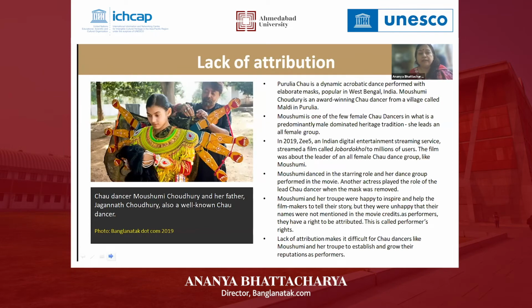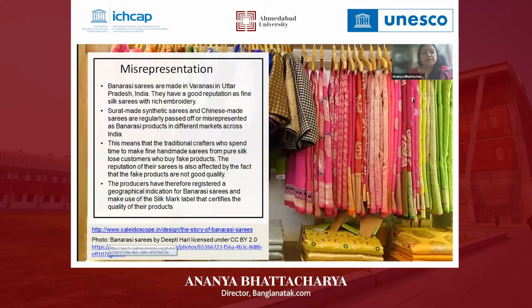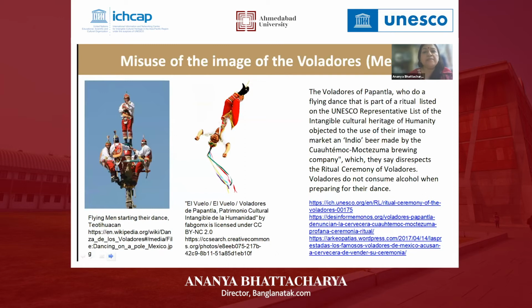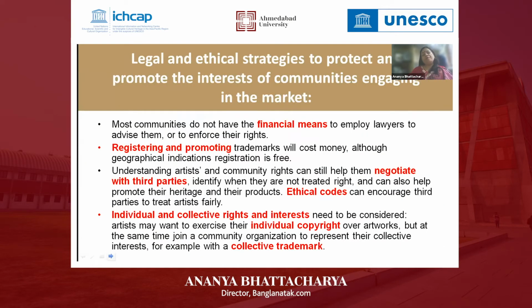So I'll not cover the IP part so much, we can discuss, but these are some of the examples. A film was made about a girl, Maushumi, who was the first girl Chau dancer, and the film never attributed her. She performed, she was paid, but her name was not mentioned. There are other misrepresentations, like the Varanasi sari, or the use of symbols of indigenous people, or use of images which communities revere in contexts which are not respectful. So these are the various pitfalls of commercialization.